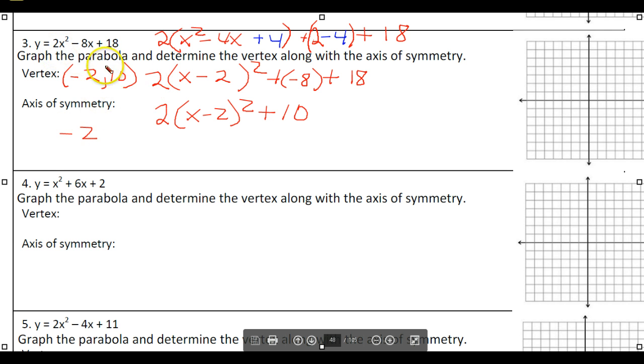Now, since our a value is positive, this is going to face upwards, so let's plot our vertex, negative 2, 10. So we're going to go negative 2 right there, and each y value will be 5. So this gets to look a little bit like so. And again, if you put that in your graphing calculator, you can get a nice curve there.